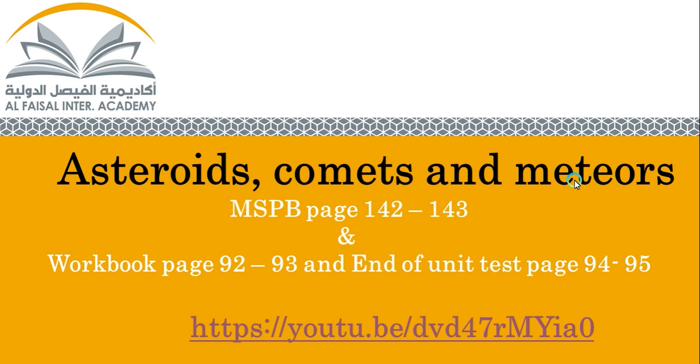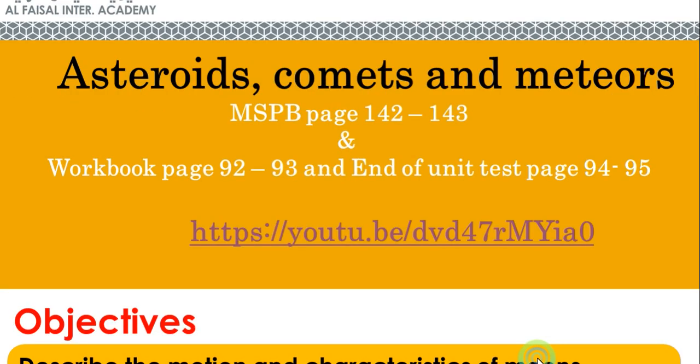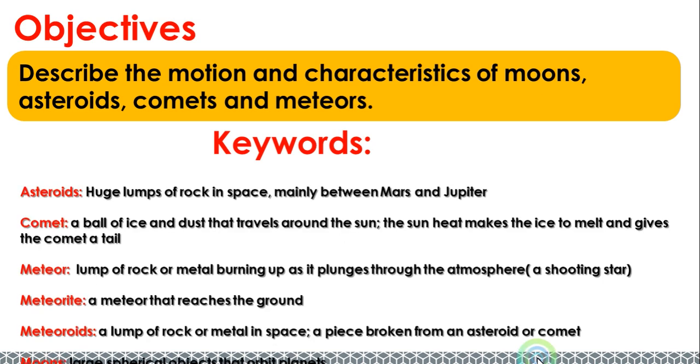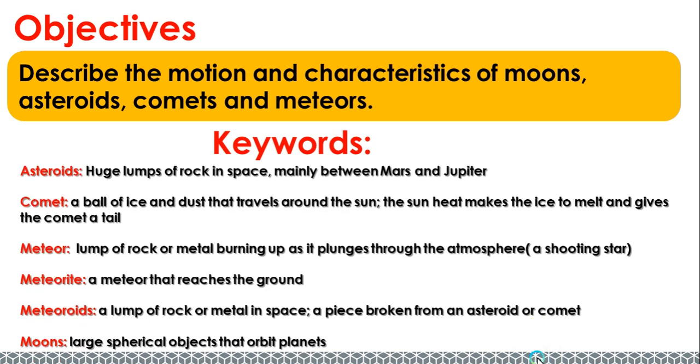Asteroids, comets, and meteors. Our textbook page 142 to 143, workbook page 92 to 93, and end of unit test page 94 to 95, and there is a link where you can study more about asteroids. Okay, objectives: describe the motion and characteristics of moons, asteroids, comets, and meteors.